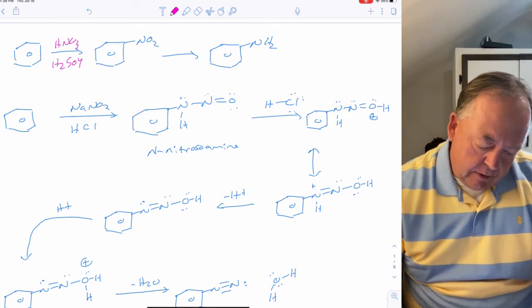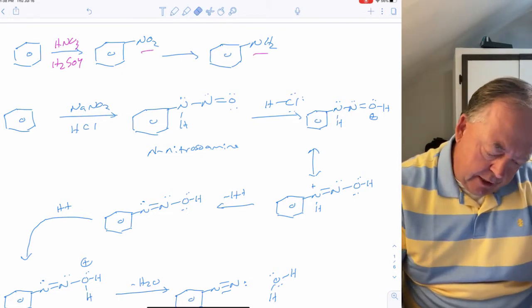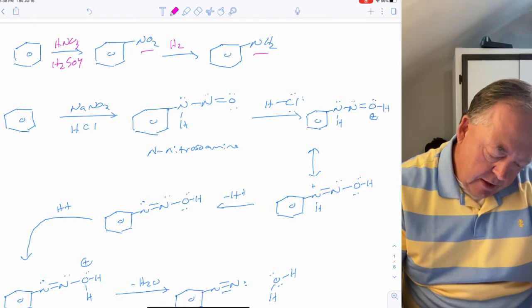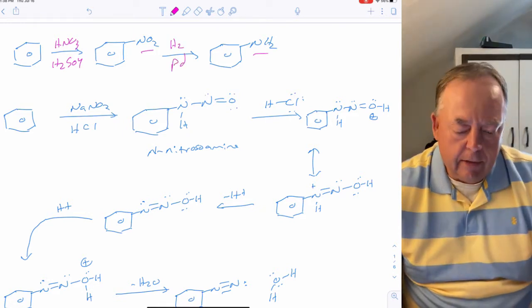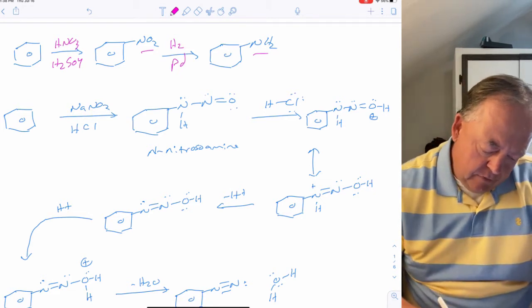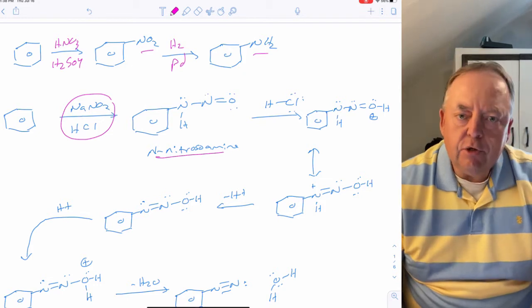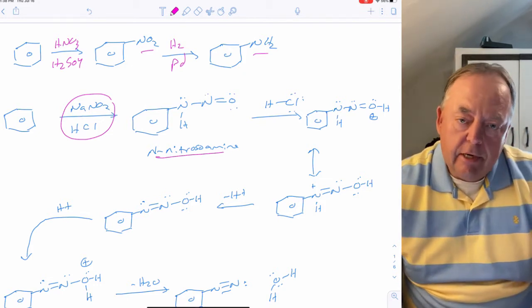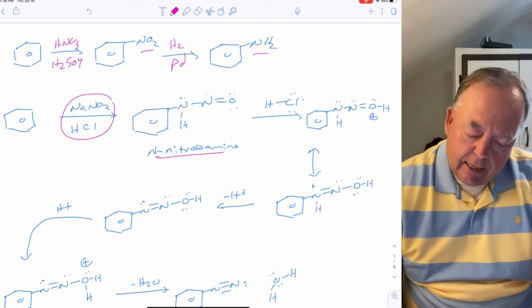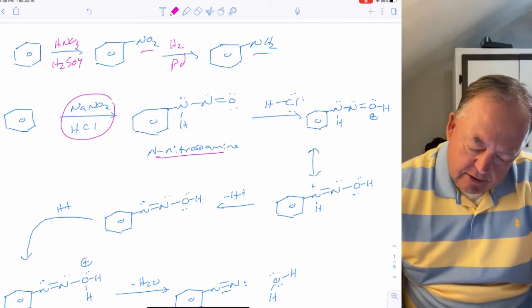So we looked at that in chapter 17, and then if you want to reduce the nitro to the amine, we looked at that in this chapter. So you could use H2 and palladium or lithium aluminum hydride would reduce the nitro to the amine. And then once you have the amine, you can react it with NaNO2 and HCl, and that would make the N-nitrosoamine. But if it's a primary amine, it won't stop there. It'll keep reacting. So we'll go through the mechanism, what's going to happen next.